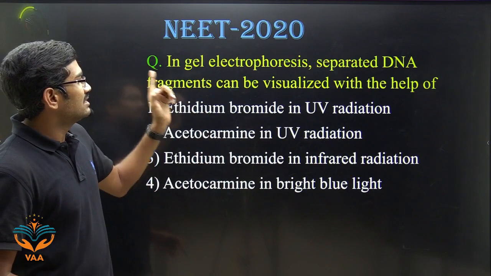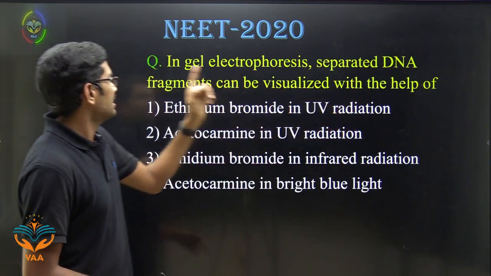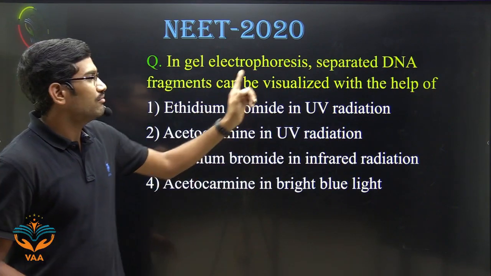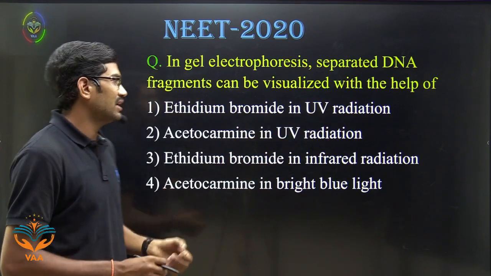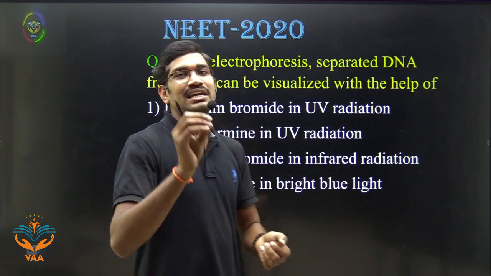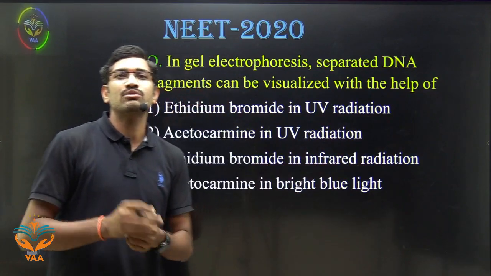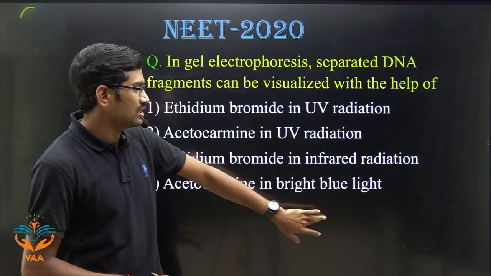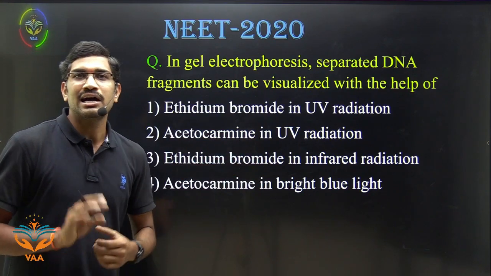Next one, in gel electrophoresis separated DNA fragments can be visualized with the help of. Here we are adding ethidium bromide and illuminating this in UV radiation, around 280 nanometers we are using, so the correct answer is option 1.